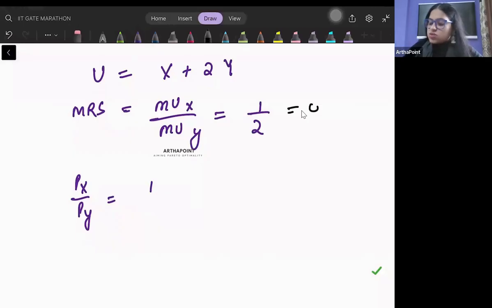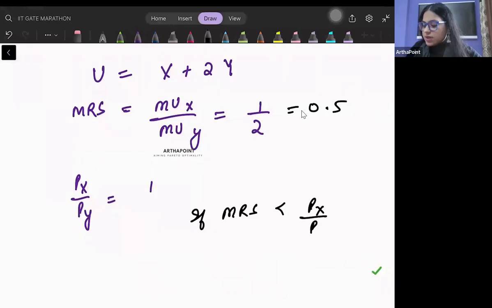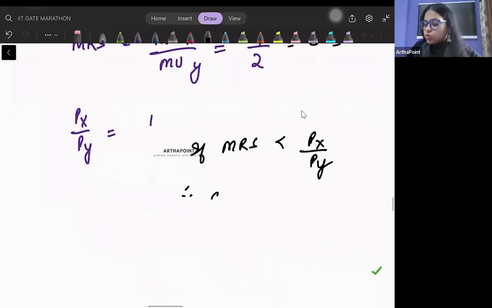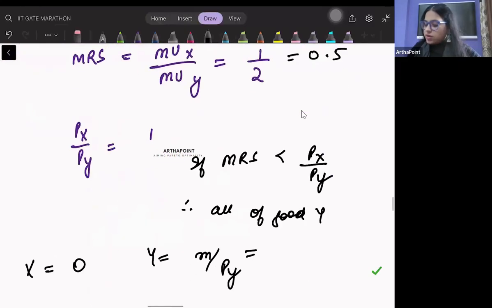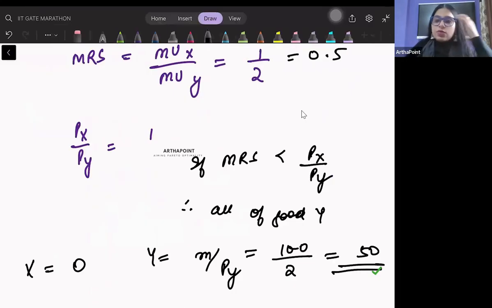And then we can just use the property that if my MRS is less than PX by PY, then with substitute goods, we will consume all of good Y. We only consume good Y when MRS is less than PX by PY. So how much Y can you consume, with all of it on good Y? M by PY. How much X can you consume? 0. You're putting all your money on good Y. Your income is given as 100. Price of good Y is 2. So you will be consuming 50 units of good Y.